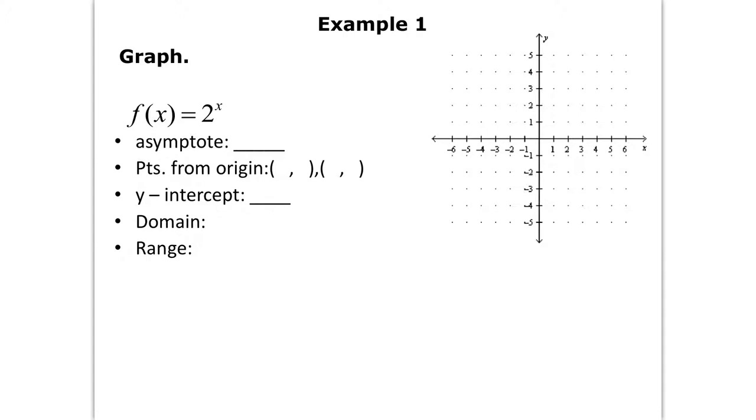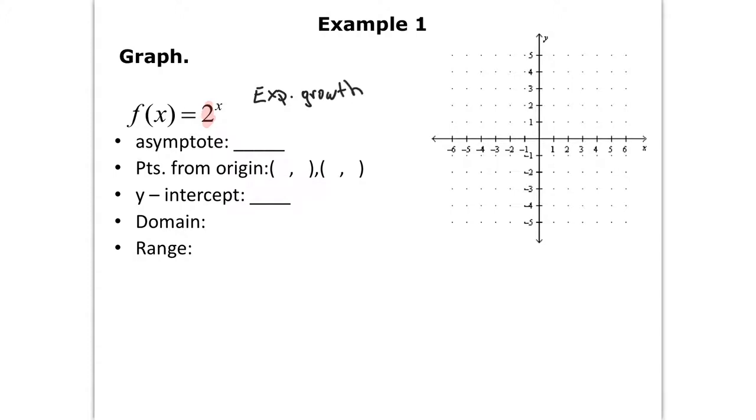First, let's understand what type of function we have. This is exponential growth because my base is 2, so more than 1. It is exponential growth, and I'm going to write that down so I don't forget. So we have exponential growth, so it is increasing from left to right.